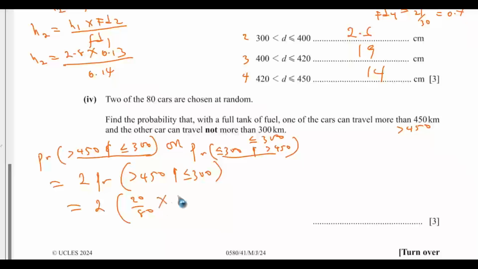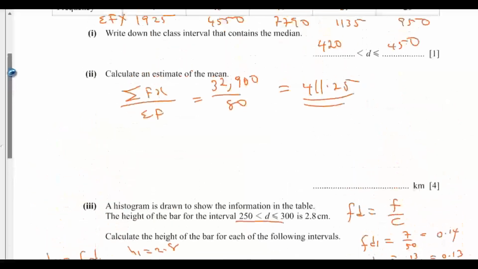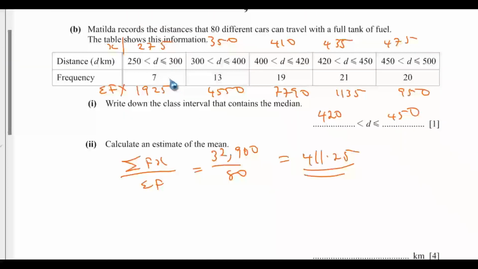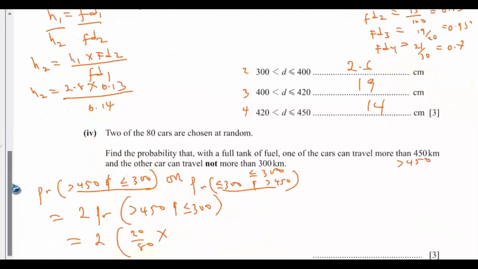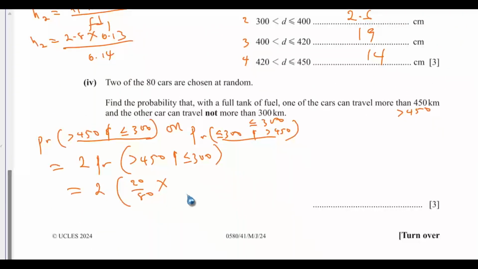Then multiplied by the second one. So don't forget that you have selected 1, so the total is now 79. Because 1 has been taken, let's go to less than or equal to 300. So less than or equal to 300 will be 7. Okay, so 7 people here. So we have 7 out of 79. Okay, so this is what you need to do.